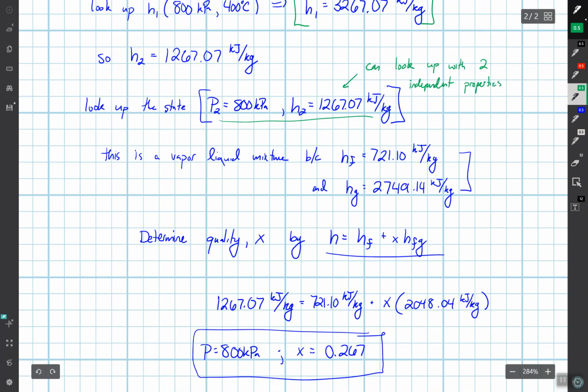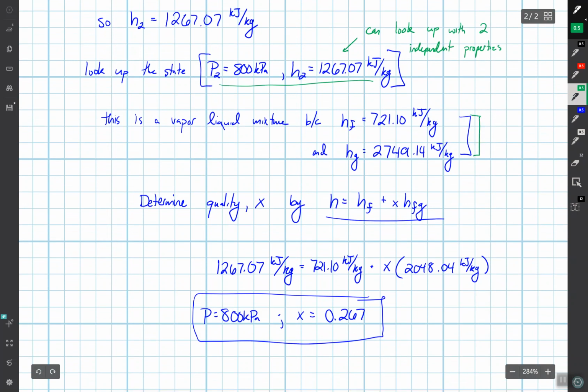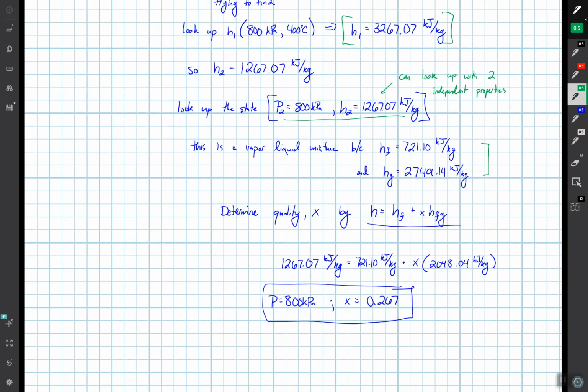Hopefully you can follow from this section here how I could figure out that we had a vapor-liquid mixture instead of just a normal vapor or a normal liquid or a saturated vapor, saturated liquid. Figure out where I should be looking for my values in the tables. So with that, we'll wrap up this example on our condenser.